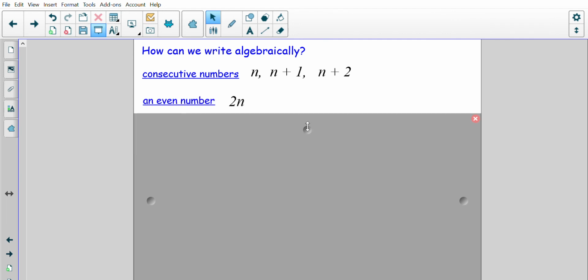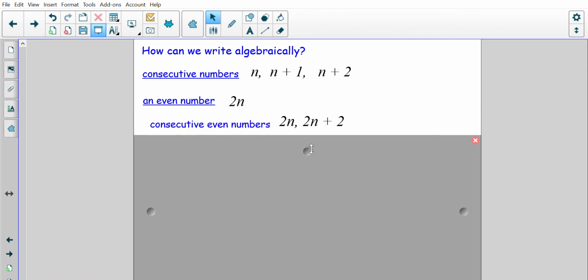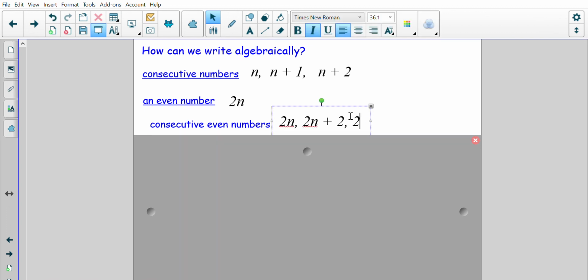An even number: if n is an integer and we multiply it by 2, it doesn't matter if n started off as odd or even, 2n will always be an even number. So to define an even number, we would start with 2n. If we wanted consecutive even numbers, 2n could be our first even number. The next even number would be 2 along, so it would be 2n + 2. If we needed a third consecutive even number, it would be 2n + 4, and so on.